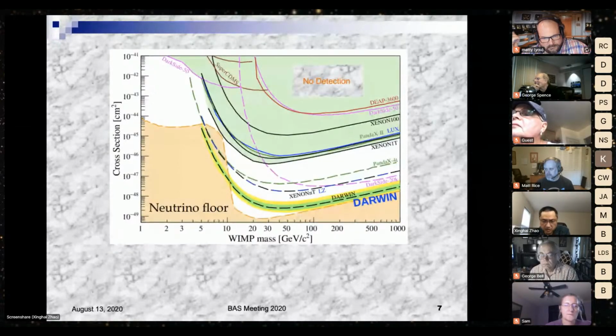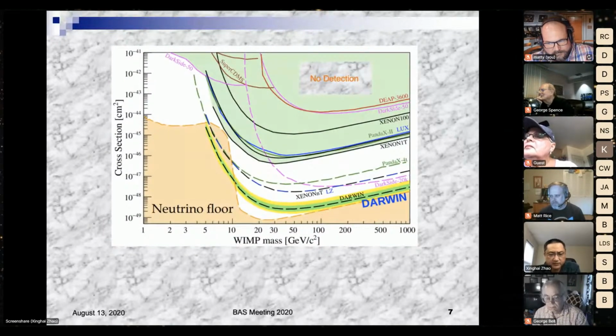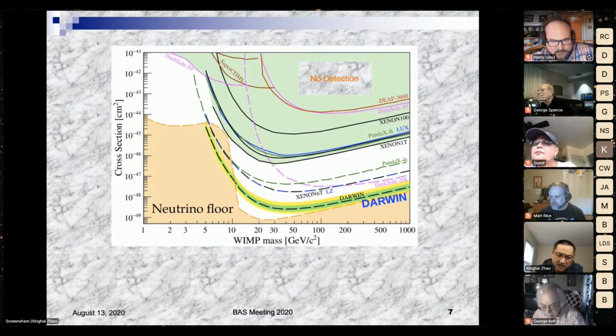We can build a larger detector, but the problem is that when you have a smaller cross section, you come to the region where you can detect neutrinos. That's one of the major obstacles experimental particle physicists are facing now. You have detection of the neutrinos, which they call the neutrino floor. When you detect something, it's very hard to distinguish whether it's a new dark matter particle or you just detected neutrinos. So things get much more complicated.